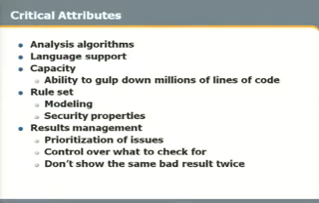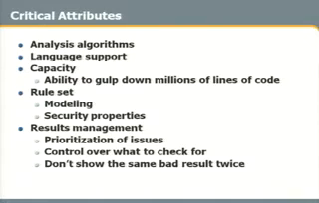The second one on this list is language support. You know, that one is so obvious, I think sometimes it just gets overlooked. Capacity is important because you want to be able to make sure you can analyze your whole program at once. The rule set that you use to analyze the code is critically important because it tells the analyzer the difference between good code and bad code. Finally, results management, including prioritizing the issues. We already talked about that one.